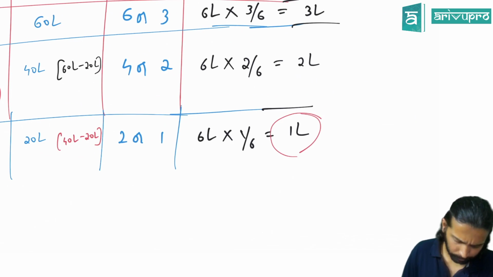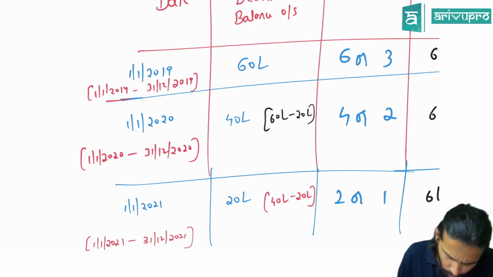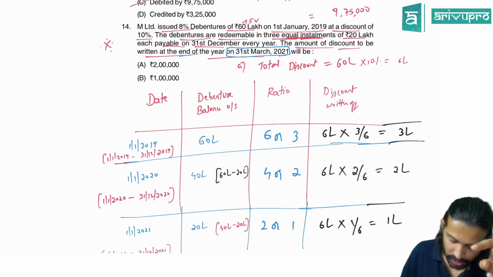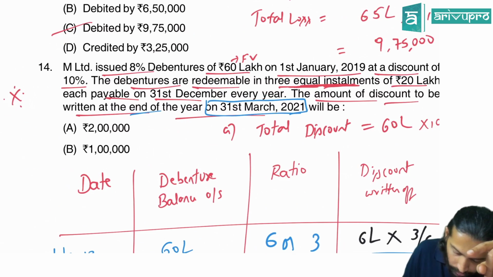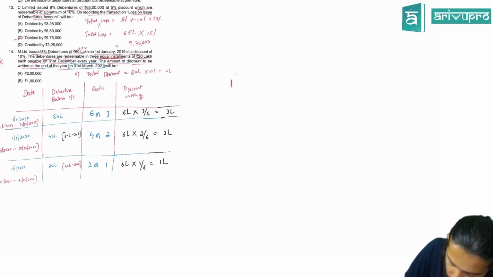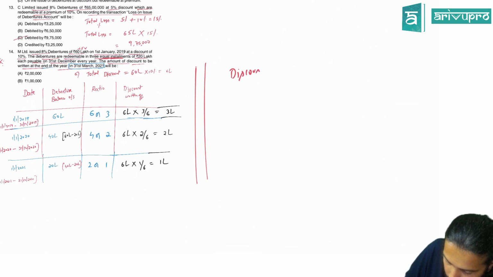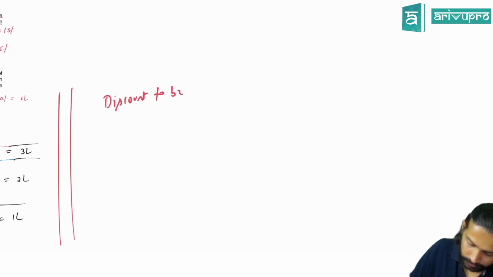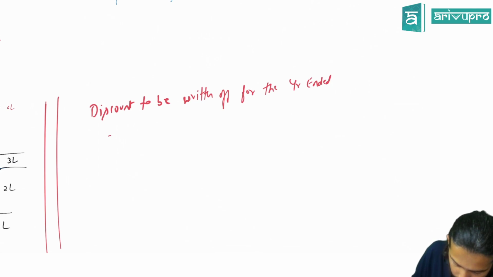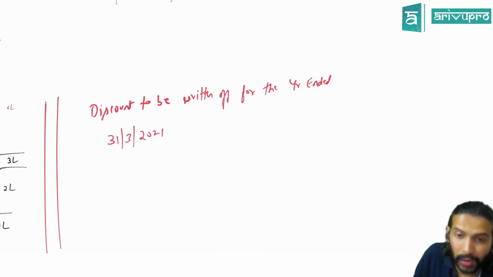Straight away I would have selected 1 lakh. Or if they had asked for 31st December 2020, what is the discount written off? I would have selected 2 lakhs. But check what is the thing they've asked in the question. For the year ended 31st March 2021, they are asking how much discount you will write off. Discount to be written off for the year ended 31st March 2021. That's what they've asked.